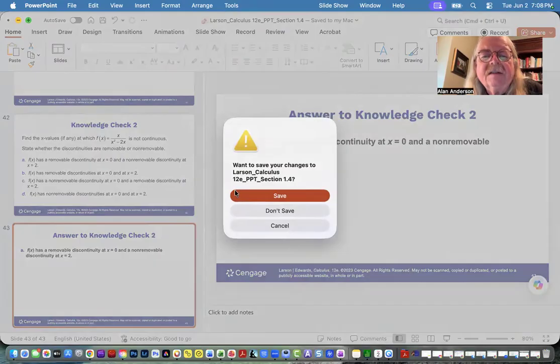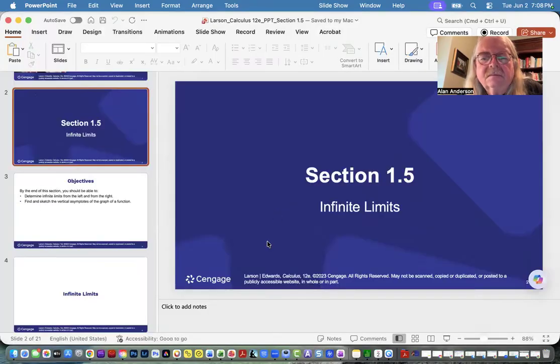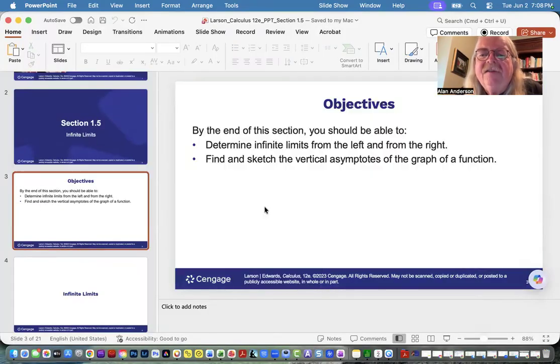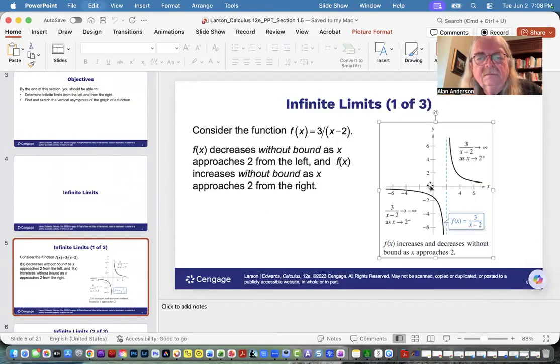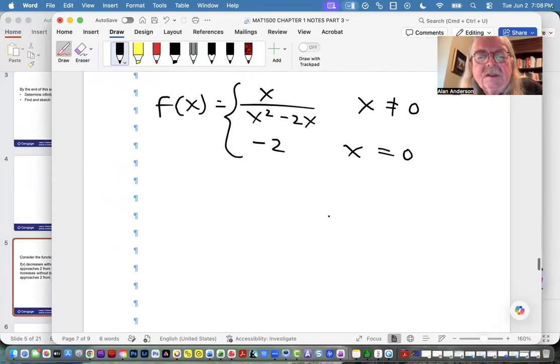So, 1.5, infinite limits. Now, the properties of limits, so far we haven't seen any of these. All the limits were taken as x approaches a specific constant. But sometimes the limits can be taken as x approaches either positive or negative infinity. And so, for example, here, look at these.